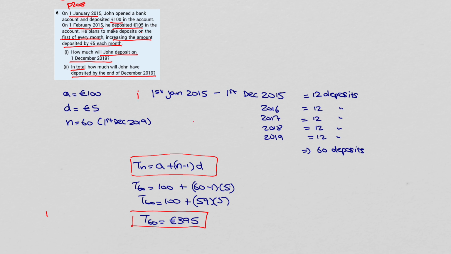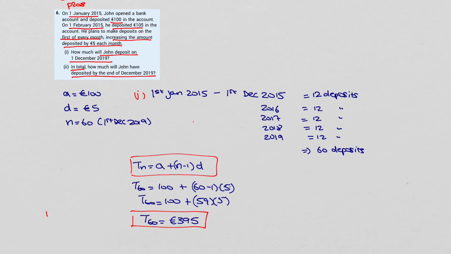So part 2 then says, what's the total? So because we're looking for the total amount of money deposited, then what we're looking for is, what is it summing to? Again, it's arithmetic. So it's n over 2 times 2a plus n minus 1 times d. And it says by the end of December 2019, how much will he have? So we're adding all of those first 60 terms. So it's the sum of the first 60 terms, which means n is 60.